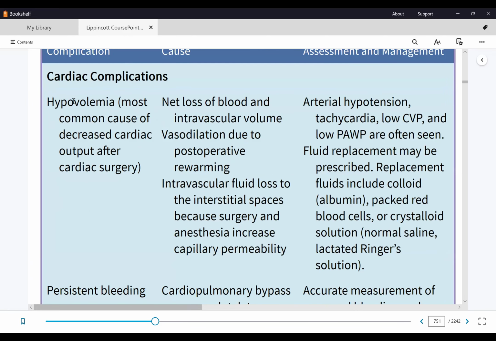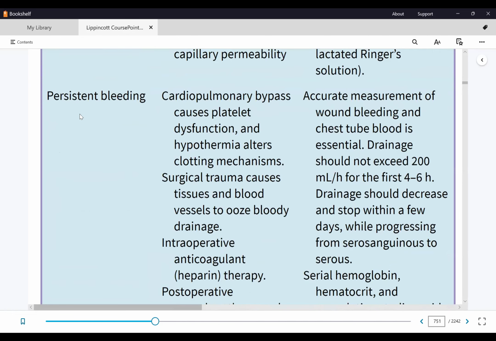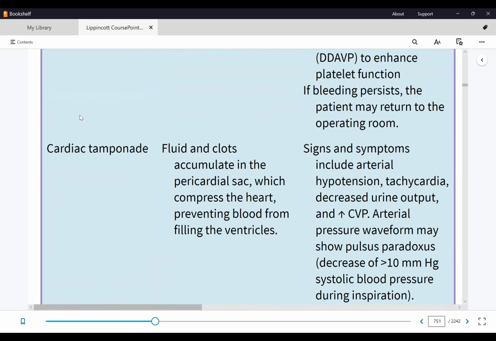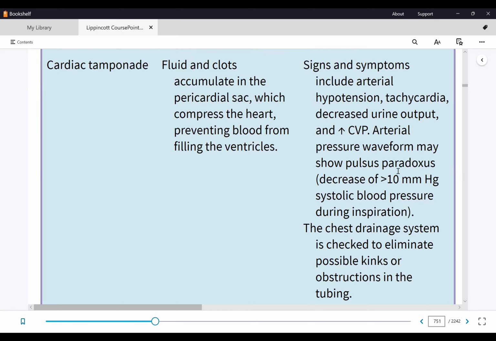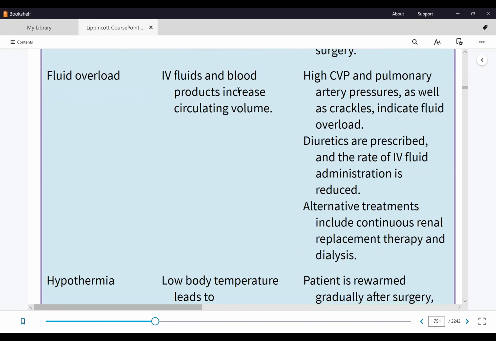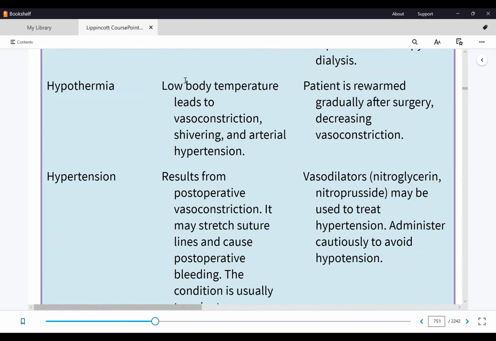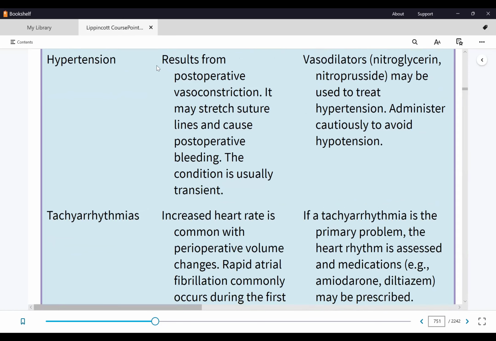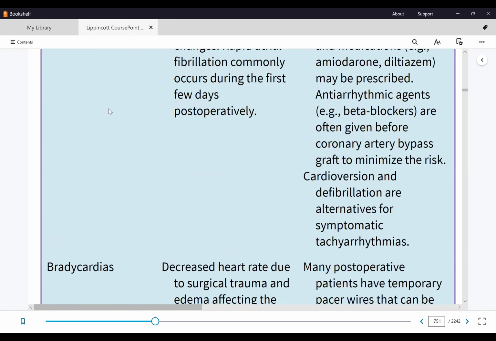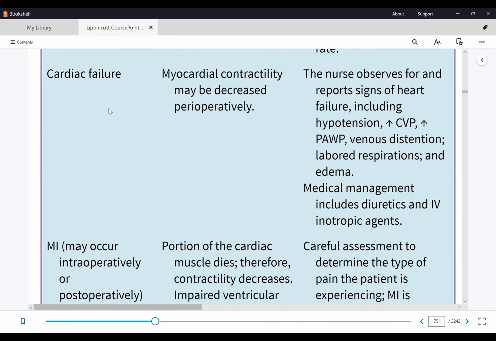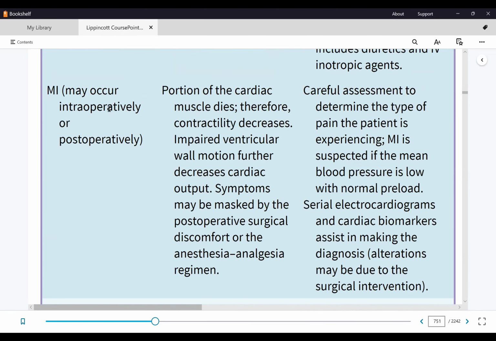So blood loss, I had this on the quiz earlier, right? We had a quiz question. Bleeding, of course. Cardiac tamponade. Again, remember the Beck's triad. Fluid overload because we do have heart failure here, risk for heart failure, plus the patient will receive IV fluids. Hypothermia, especially during the procedure when we bypass the circulation while doing the bypass procedure. And dysrhythmias, including bradycardia. Or they could have another heart attack.